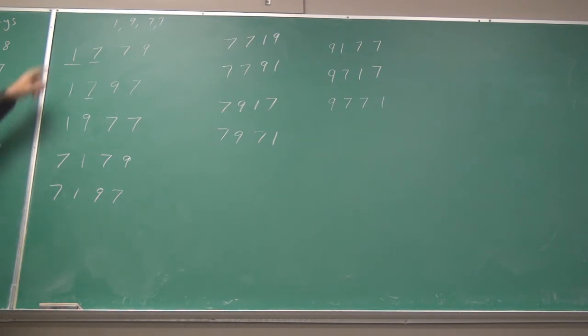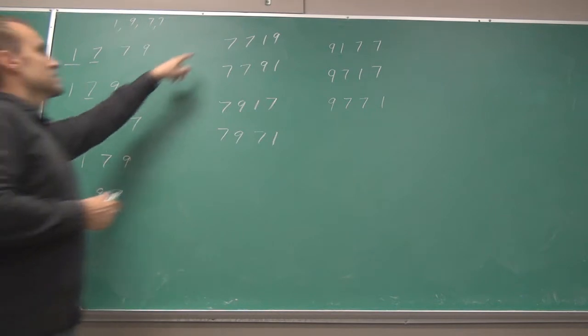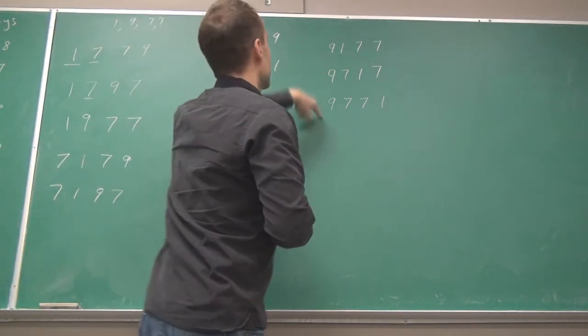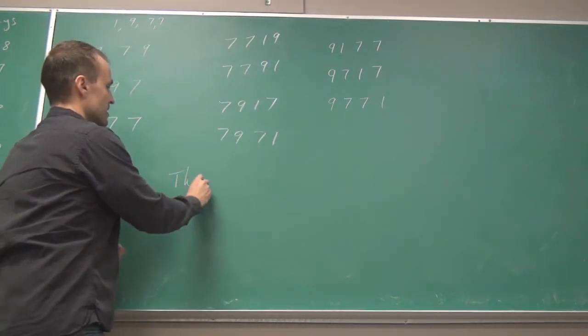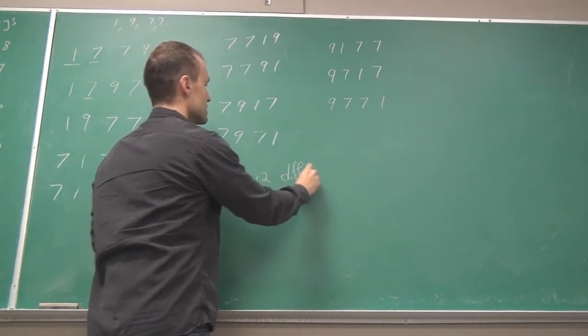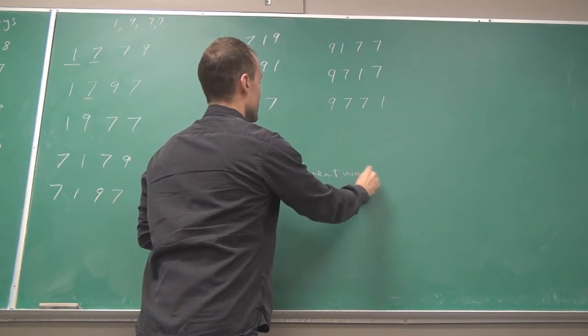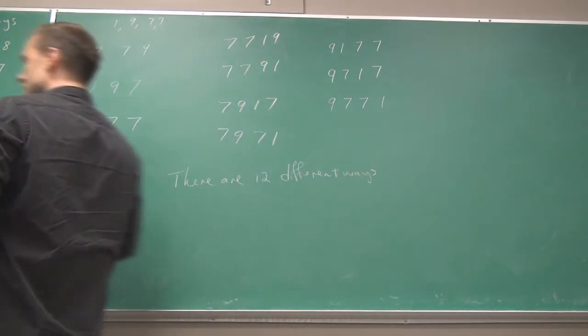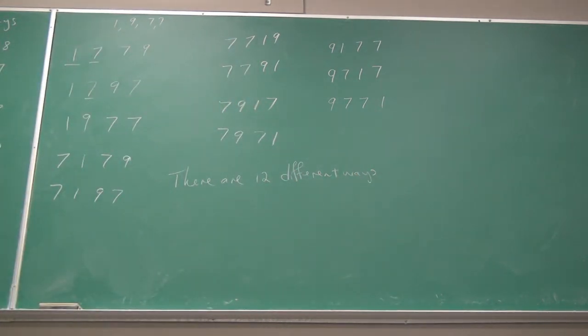Let's see how many we got. 1, 2, 3, 4, 5, 6, 7, 8, 9, 10, 11, 12. There are 12 different ways. You'll see that if you have a question like this for little Timmy, it's very challenging to convince him that the list is complete. Very challenging. I don't have any secrets for how to do that.